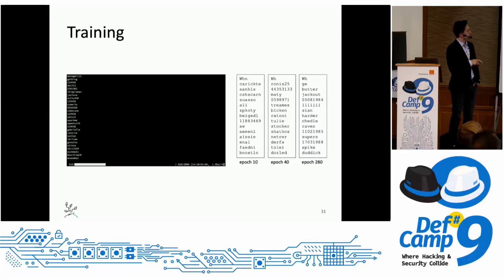At epoch 40, you see that it starts to pick up common character combinations like ES or CK or EN or ST, but still the words don't make sense. And at epoch 280, it starts to recognize words and also date structures here before, so it's like butter or raven or something like that. So you see the progression of the neural network learning these things.